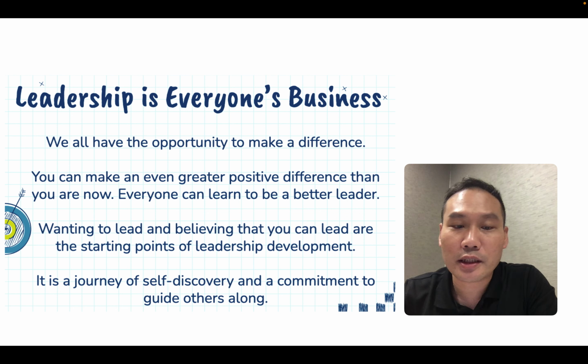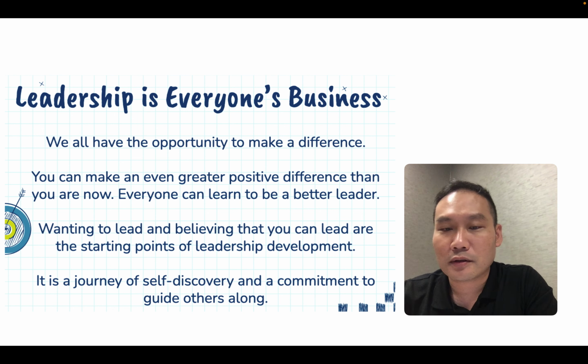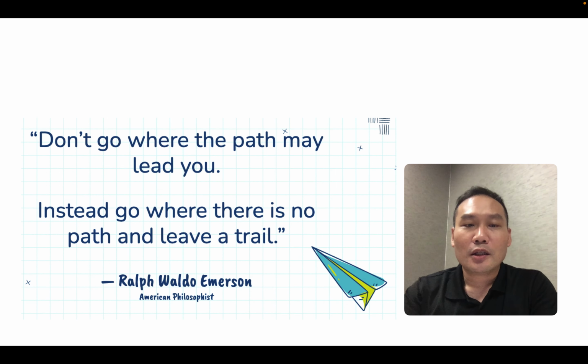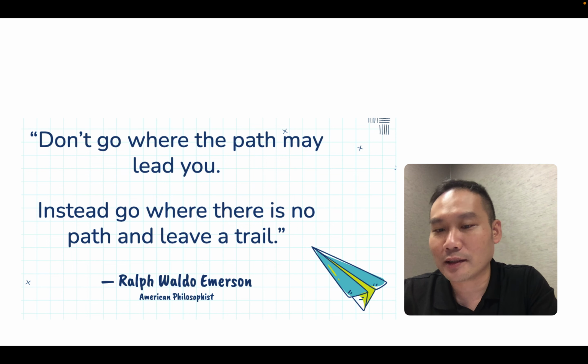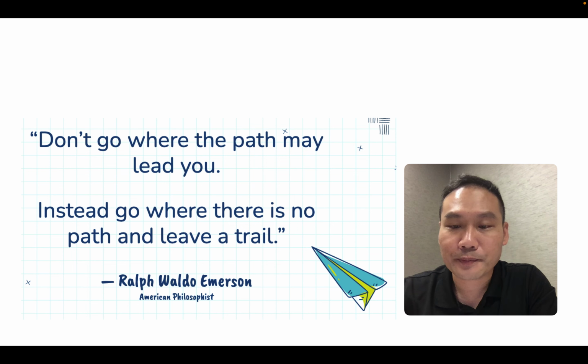Next point, it is a journey of self-discovery and a commitment to guide others along, right? So we know that we are here influencing one another, and because we have an impact on other people's life, we have a commitment to want to actually grow together, all right? So there's this quote that is worth thinking and meditating through. Don't go where the path may lead you. Instead, go where there is no path and leave a trail. To innovate, to try something new, that is also something that a good leader will aspire to.